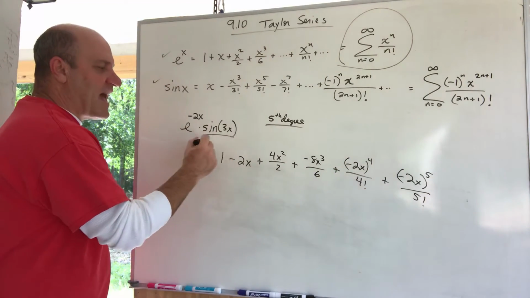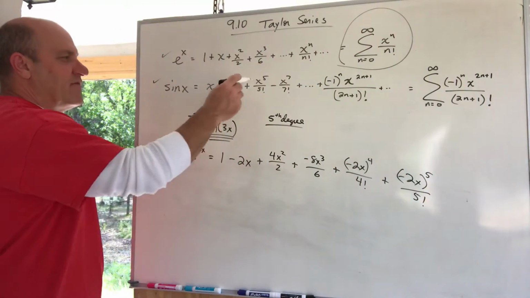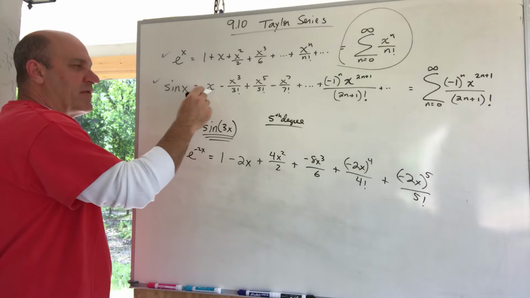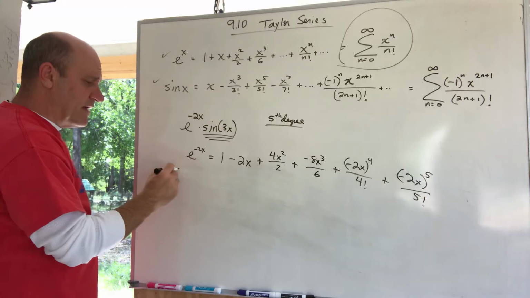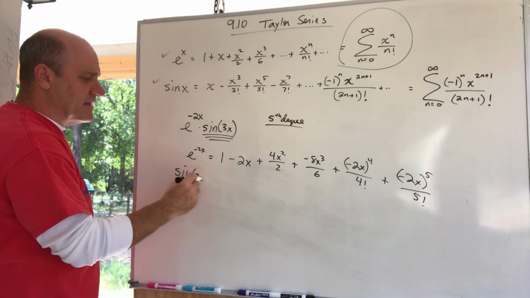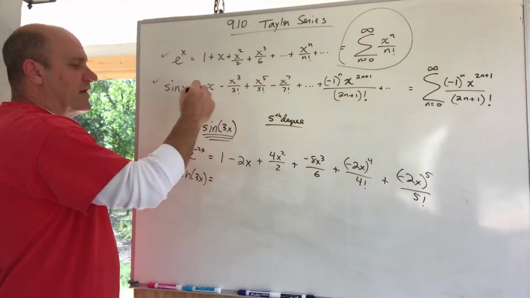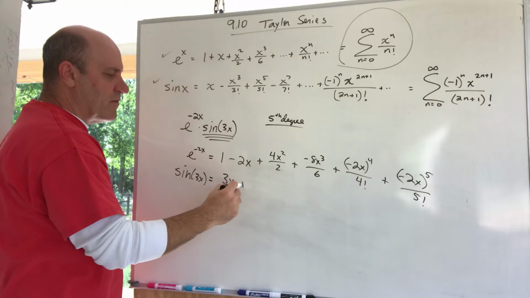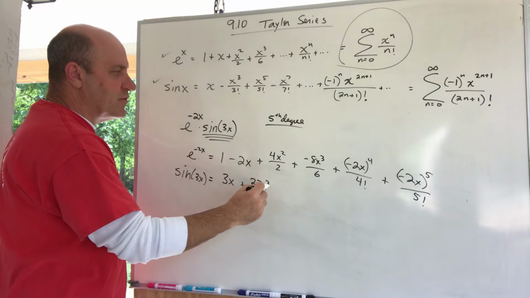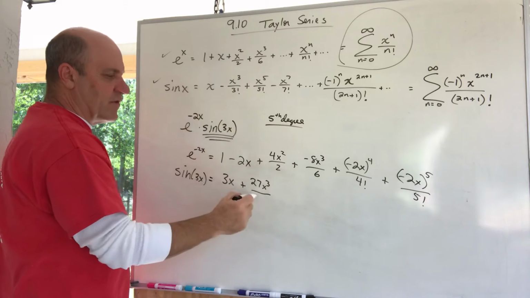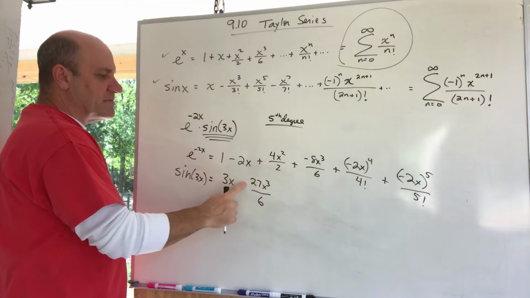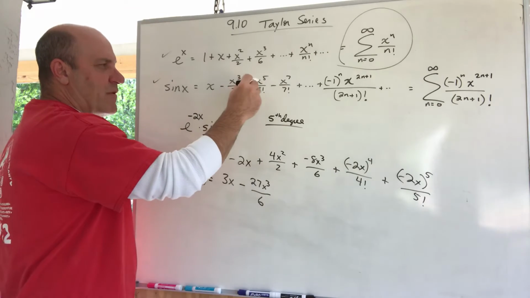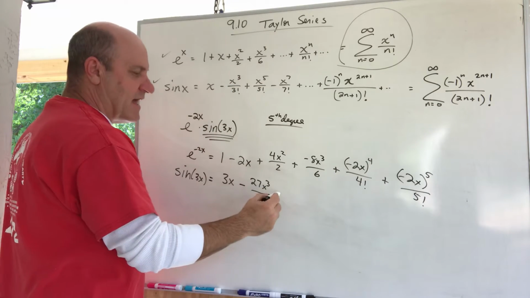Oh, now I want sine 3x taken to a 5th degree polynomial. Well, what am I going to do? I'm going to take the x and replace it with a 3x. Okay, so sine 3x is, there's a 3x. There's a 3x cubed. If you don't mind, that's 27x cubed over 3 factorial, which is 6. Oops, it is minus. I'm replacing that with a 3x. Oh my goodness.